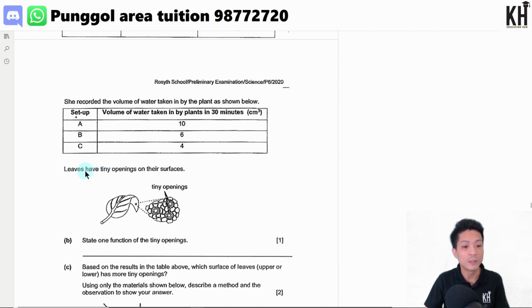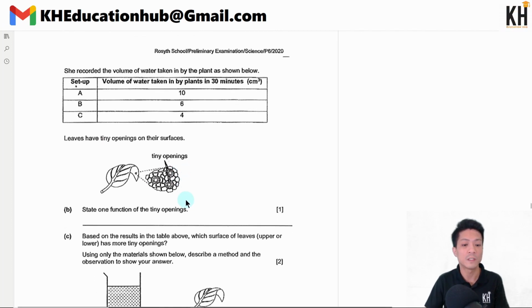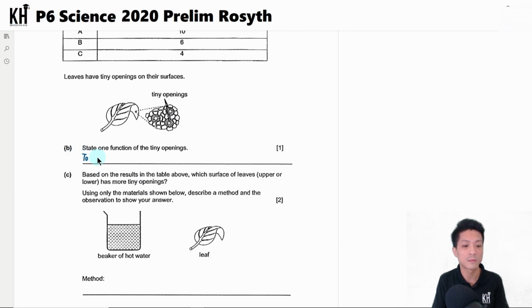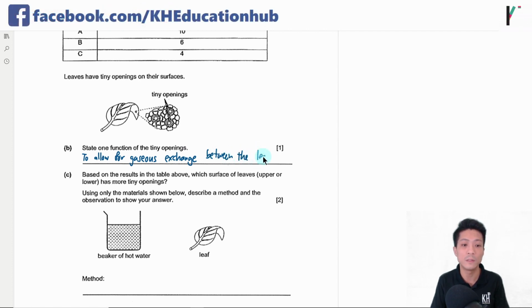Okay, leaves have tiny openings on their surfaces, which are the stomata. State one function of the tiny openings. Okay, to allow for gaseous exchange between the leaf and its surroundings.